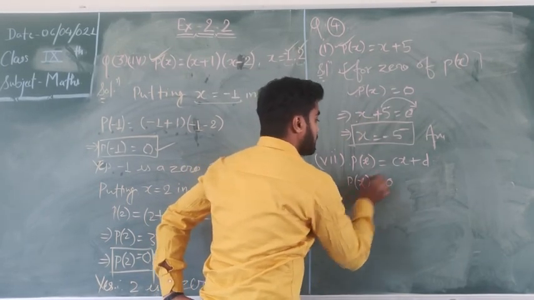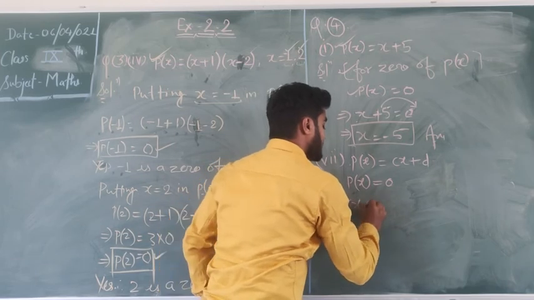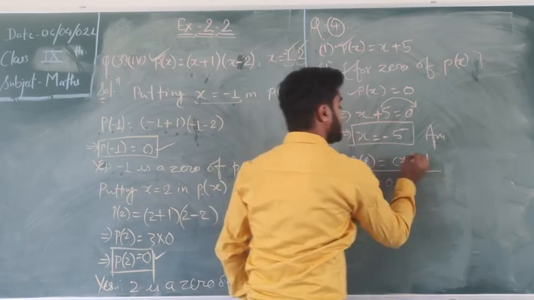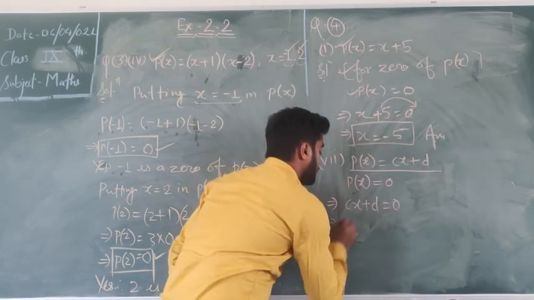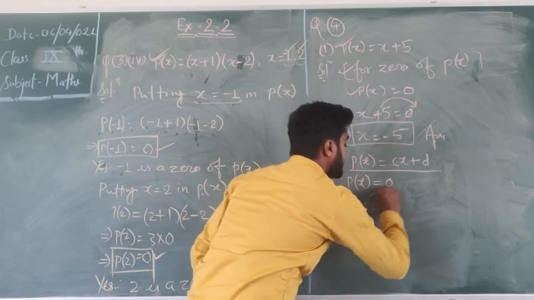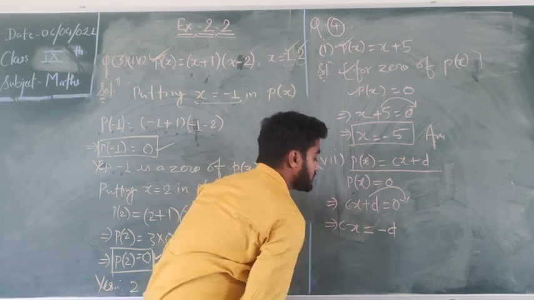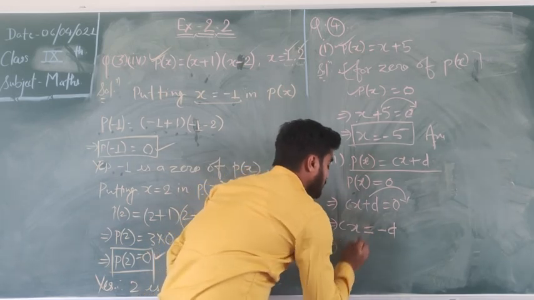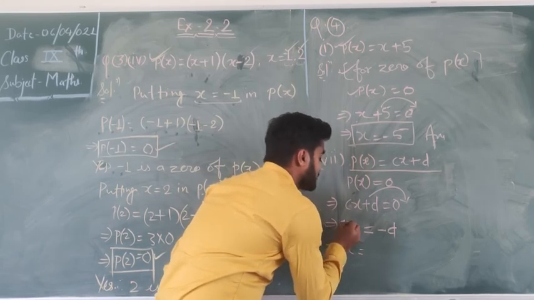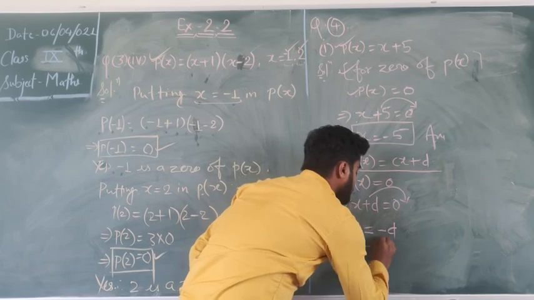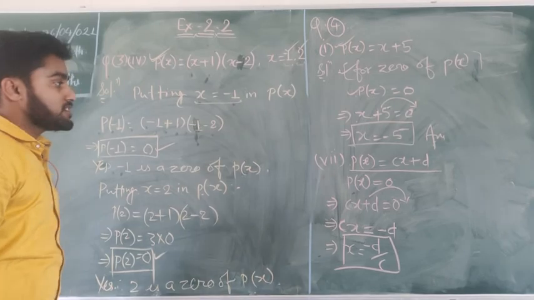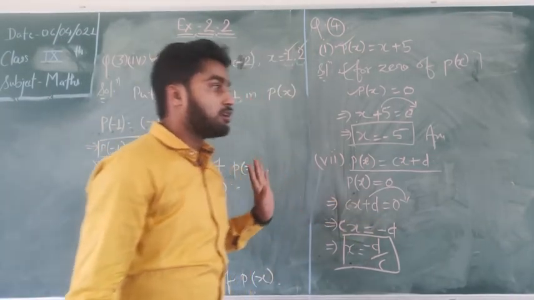So what is the value of p(x)? cx plus d equal to 0, because p of x is cx plus d. Now find the value of x from there. cx equal to minus d, because this is a plus sign and if you transpose it, it changes its sign. Then x equals, since c is a constant and it is multiplying with x, if we transpose it, it will be divided. So the value of x is minus d upon c, which is the 0 of the given polynomial.